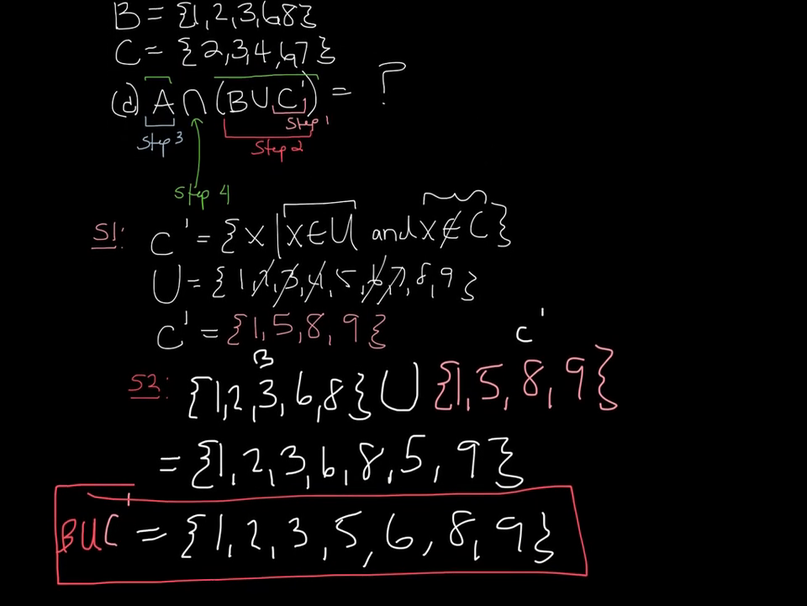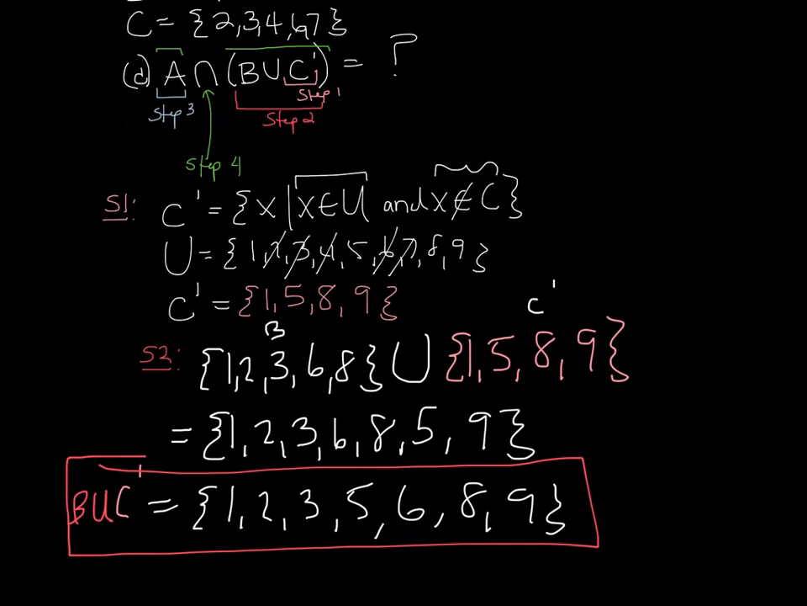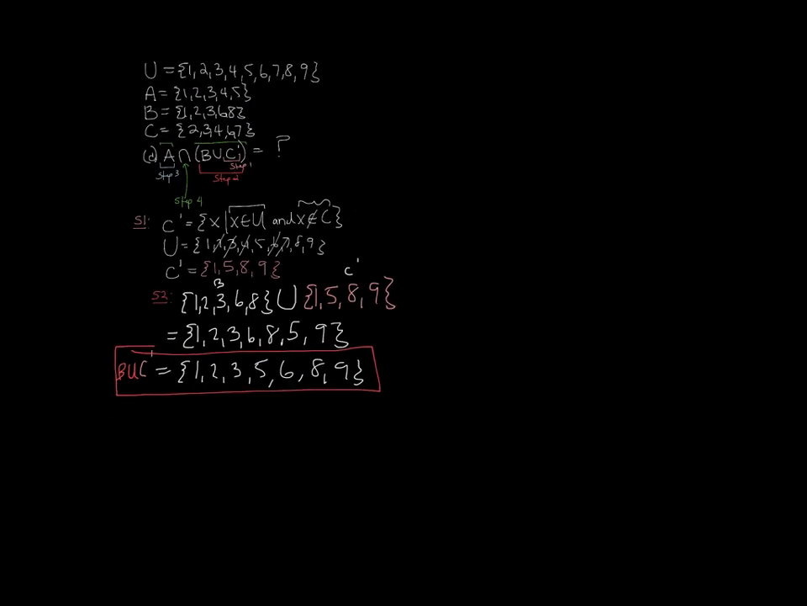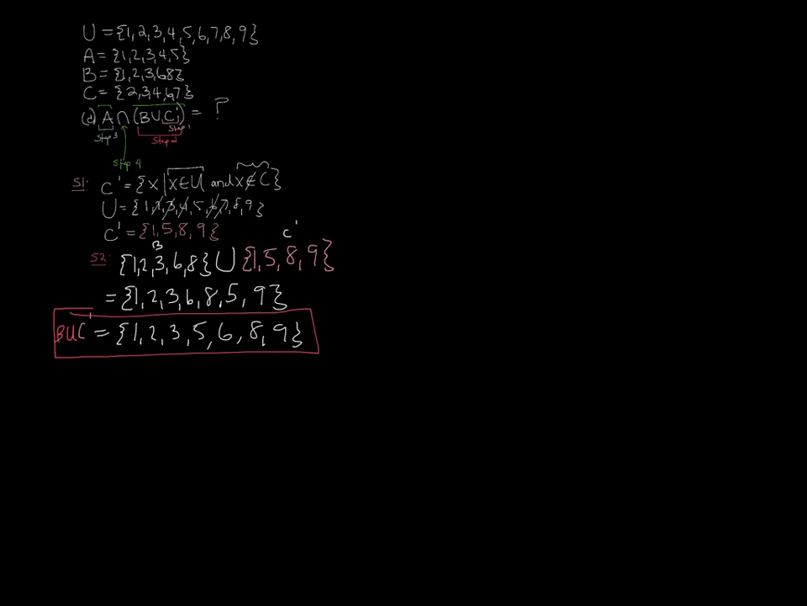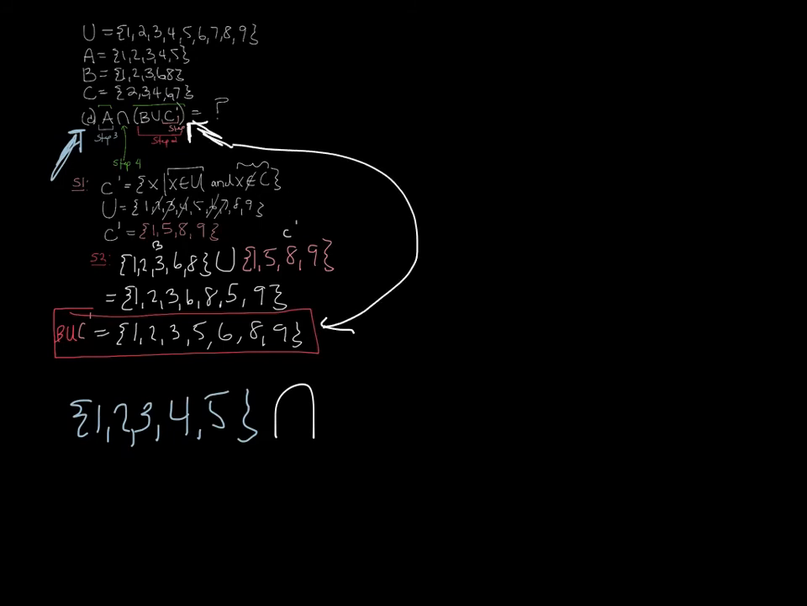And let's see, what else do we have? Then step 3 is just A, intersecting it with our B union C complement, which we found. Technically you could say it's an extra step, but let's write A. Since I wrote it in light blue, our A, I'm looking at this part right here. A is 1, 2, 3, 4, 5. That's my A. And I want to intersect it with the step 2, the B union C complement, which is right here: 1, 2, 3, 5, 6, 8, and 9.